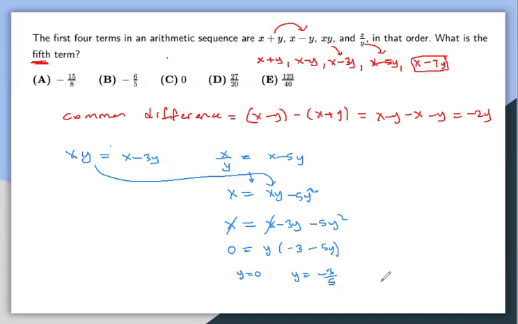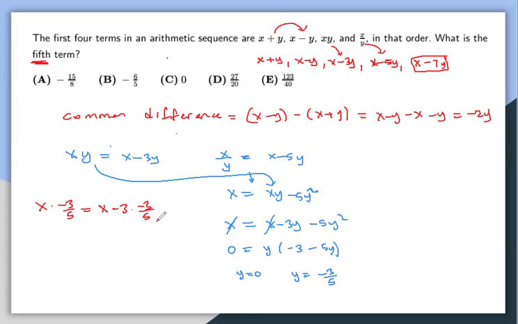So we got y as negative 3 over 5, which is good because as soon as we have something, we can just find the other ones immediately. And then I'm going to plug into this equation to get that. So the x times y, x times negative 3 over 5, equals x minus 3 times negative 3 over 5.